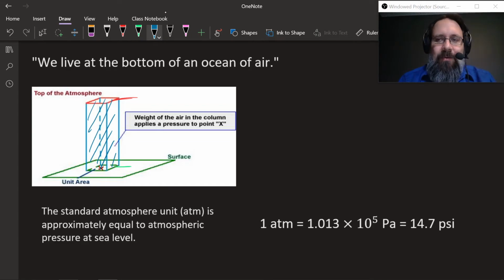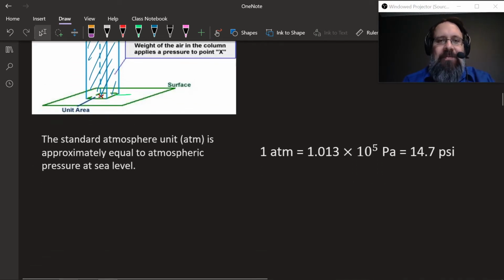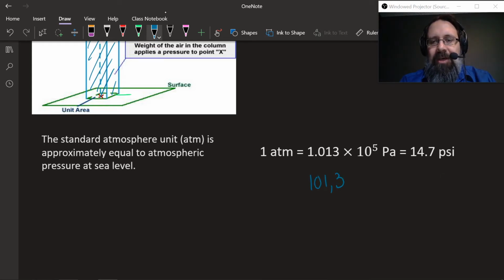So we can ask, what is the pressure that the air exerts on us? Like if we're at the bottom of this ocean of air, how much pressure is there on us? Well, this unit, it's actually a unit of pressure. It's not a Pascal, it's a different unit. It's called the standard atmosphere unit, or the ATM. It's approximately equal to the atmospheric pressure at sea level. And down here I've got the conversion. So 1 atmosphere is about 1.013 times 10 to the 5th Pascal. So that's 101,300 Pascal.